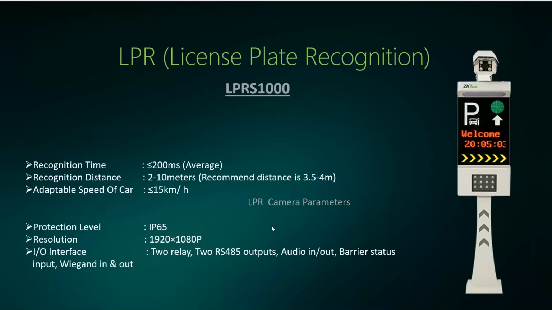Okay. Protection level is IP65 rated. It has a resolution of 2 megapixels, the camera itself, and it has a bunch of relays, two RS485 outputs for the boom gate, audio in and out, and then a barrier status. So that's pretty cool.